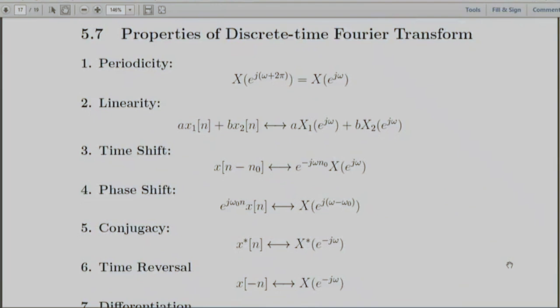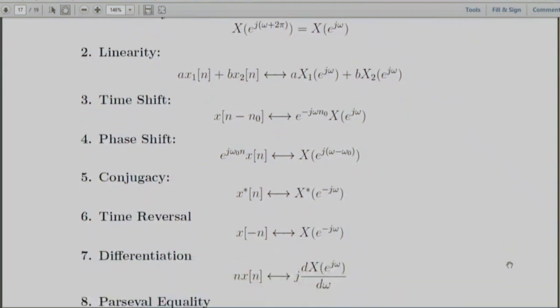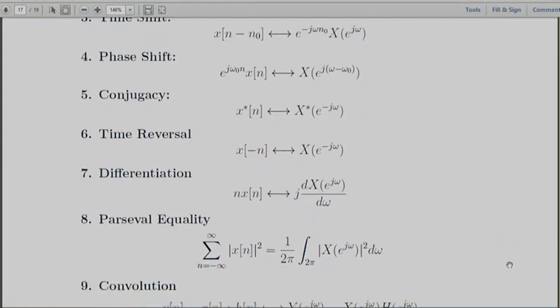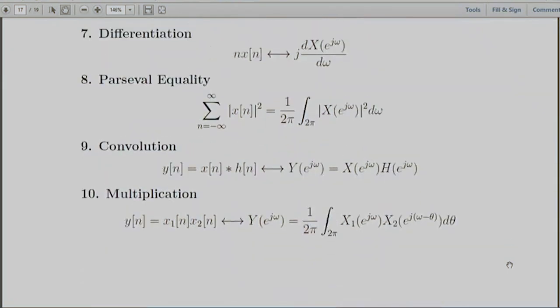Then linearity, time shift, phase shift, conjugation, time reversal. They look very much like what we saw in continuous time, except instead of having X of j omega, we've got X of e to the j omega or e to the minus j omega, depending on what the property is. And then that includes Parseval. And then the two that we use a lot, along with the time shift, are convolution and multiplication.